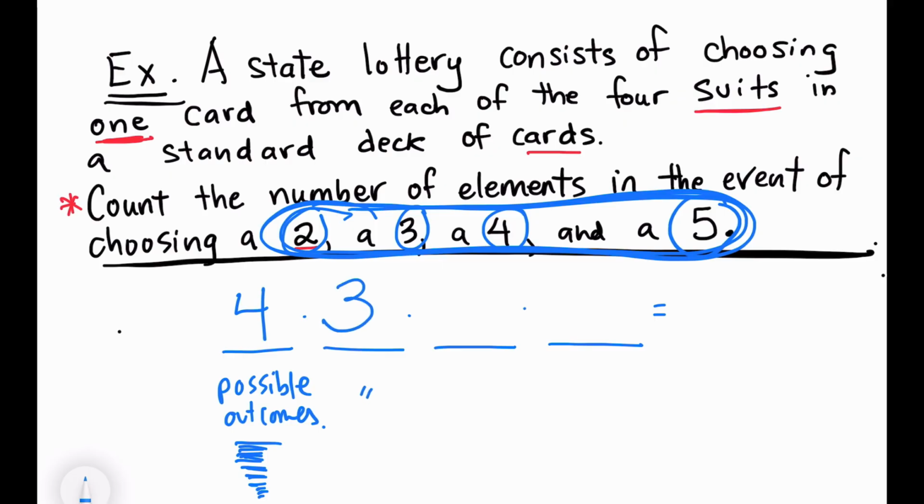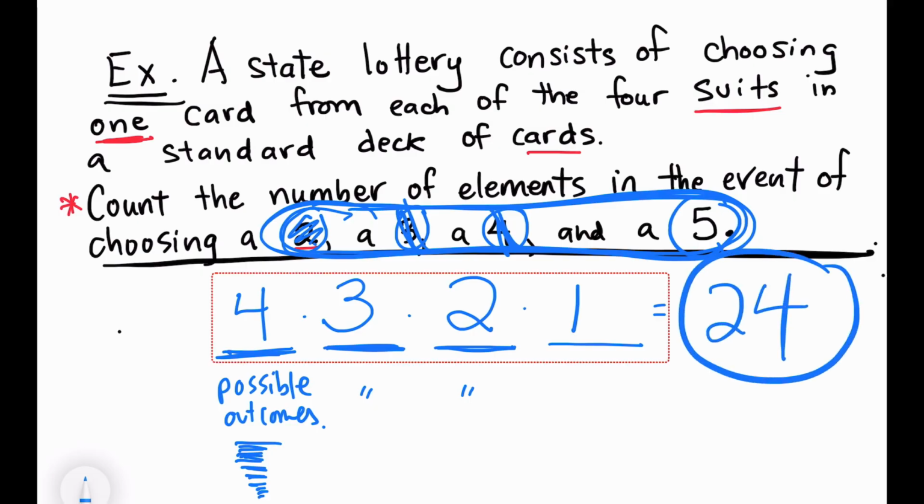And then I move on to the third suit. And now I've picked 2 of these cards. So for instance, maybe I already chose the 3 and I chose the 4. So the only possibilities for the third suit would be 2 or 5, right? So there's only 2 possibilities left after these 2 stages. And then finally, when I get to that 4th suit, there's only 1 card left. So that's completely determined. So the final answer would be 24. There are 24 different possible outcomes.